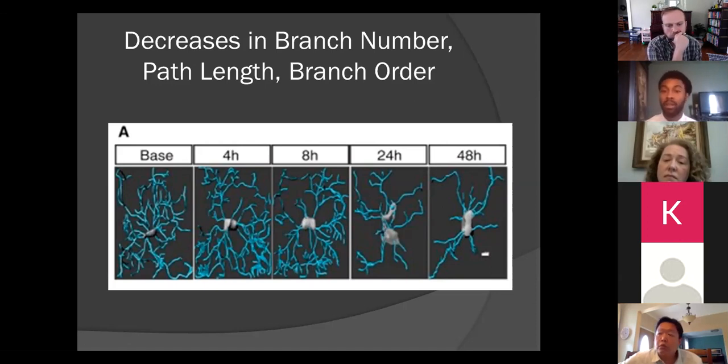But the branch order is more of showing you how there's a lot of branches that come off of a different branch. So at 48 hours, you see how there's one long branch by itself, but then you see how there's more on this right side. You can see how it breaks off into 2 different branches. And you see how it happens more often at the 24 hours or even more at the 8 and 4 and base. And that's describing the branch number, the path length, and also the branch order.